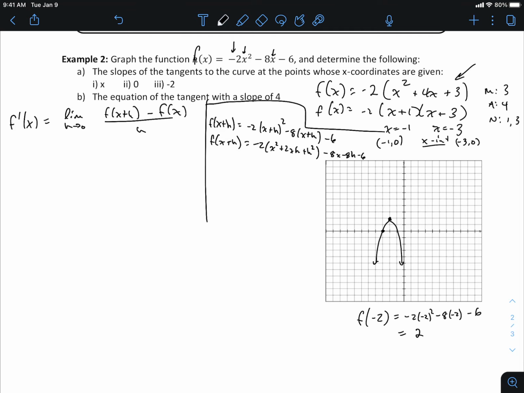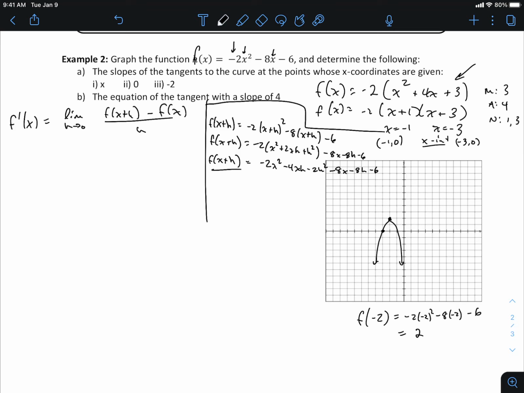And then you can distribute the -2 in. This is all work that you would end up doing in the equation anyway, and I think it just makes things messy. -2x squared minus 4xh minus 2h squared minus 8x minus 8h minus 6. Now you look in there and see if we can simplify, but we can't do anything yet, actually. So this is your f of x plus h function.